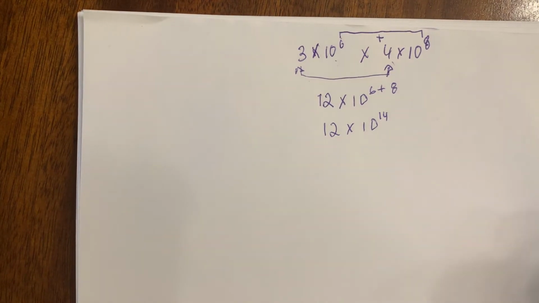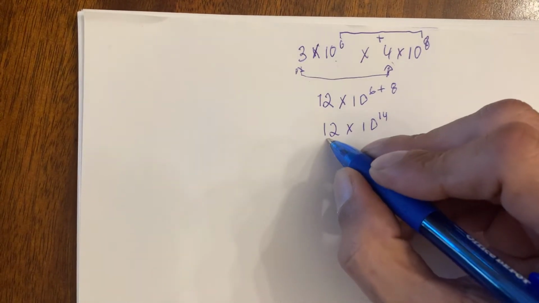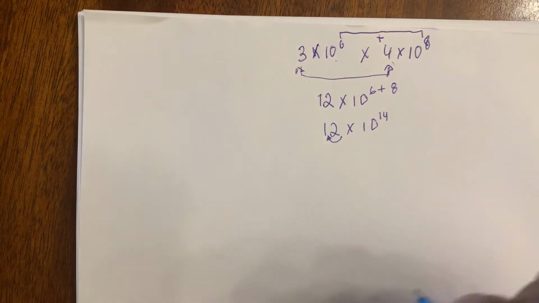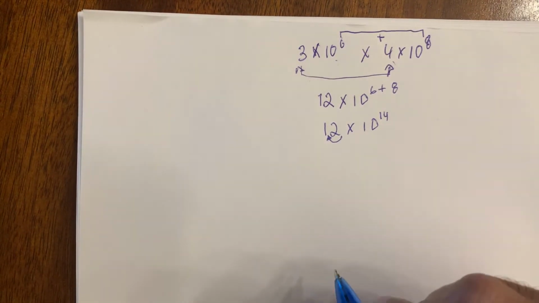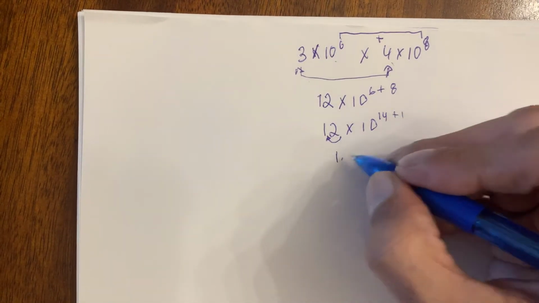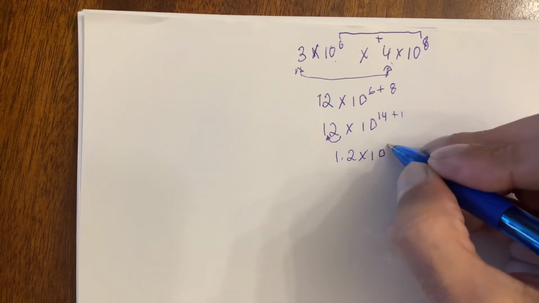And remember, in scientific notation, the rule is the decimal must be here. Ours is there, so I have to move the decimal 1 over. That means I'm dividing this number by 10, so I'm going to add 1 to the exponent. And so that'd be 1.2 times 10 to the 15.